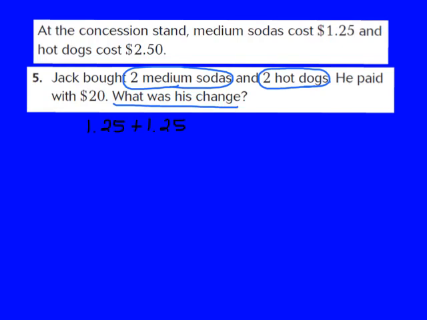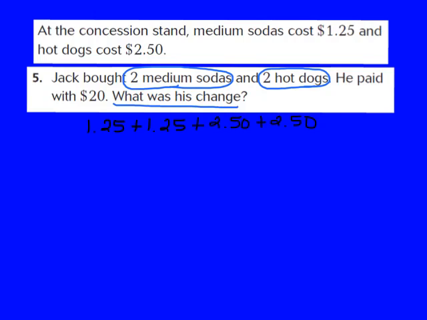Now I also know that Jack bought 2 hot dogs. Well, I know that the hot dogs cost $2.50. So to the first amounts that I have written down, I'm now going to add $2.50, which is the cost of 1 hot dog, and then another $2.50, which represents the cost of the 2 hot dogs.